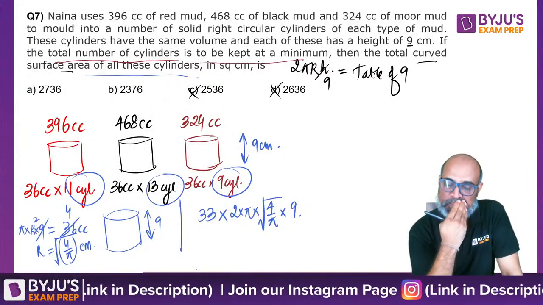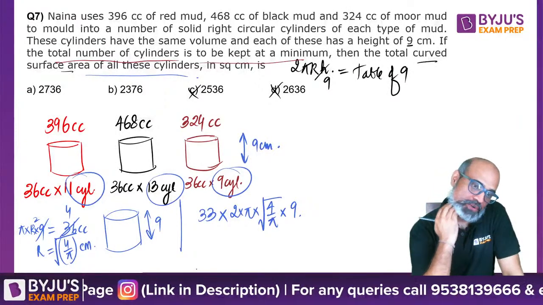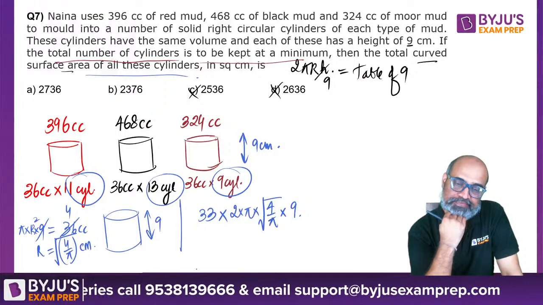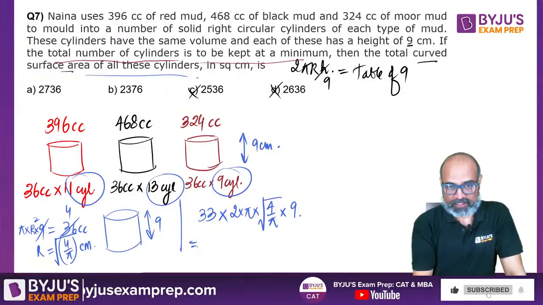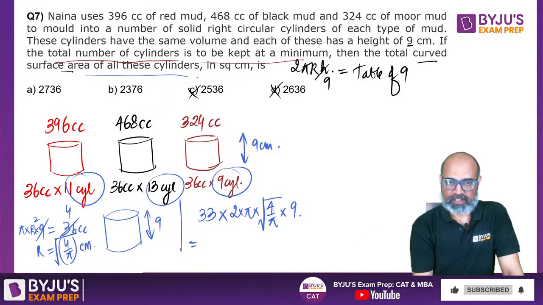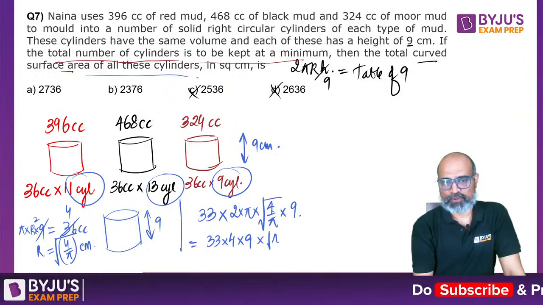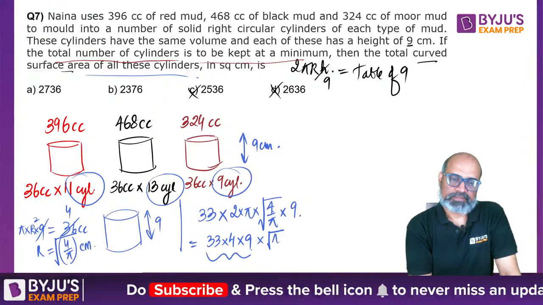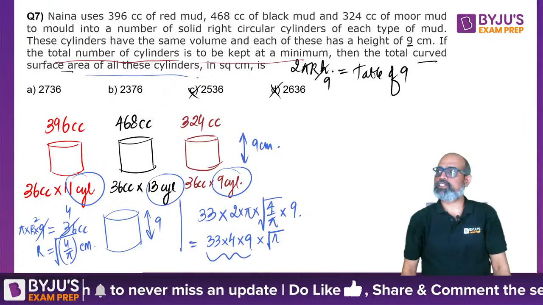Volume is given as pi r square h. So we can't do anything about that pi. Pi will come as square root. Okay, let's ignore pi for now. So this is going to be 33 into 2 into root 4, which is 2 into 2, which is 4, into 9. We will have root pi. How much is this going to result in? 36 into 33.